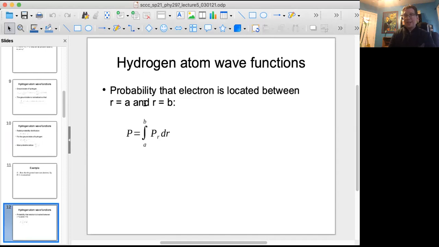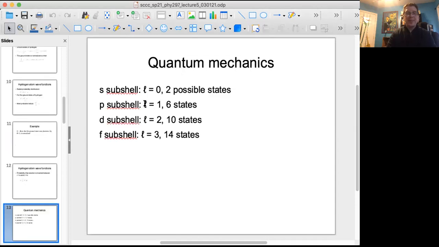if you're not going from 0 to infinity, you can't assume that certain terms are going to go to 0. So you're going to need to keep track of all those terms because they're not going to go to 0. If a is not 0 or b is not infinity, you're not going to have any 0 terms that you can just cross out and make your life simpler. But you can still do it analytically.